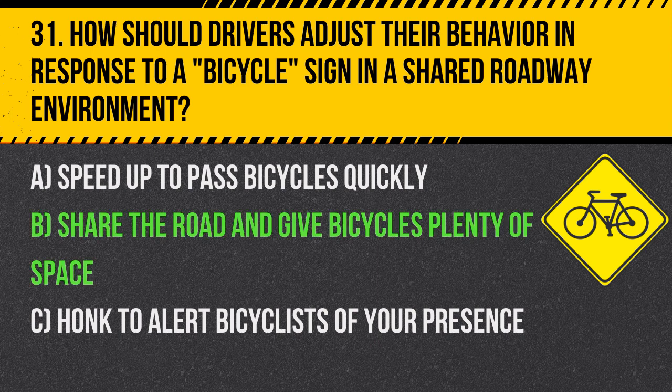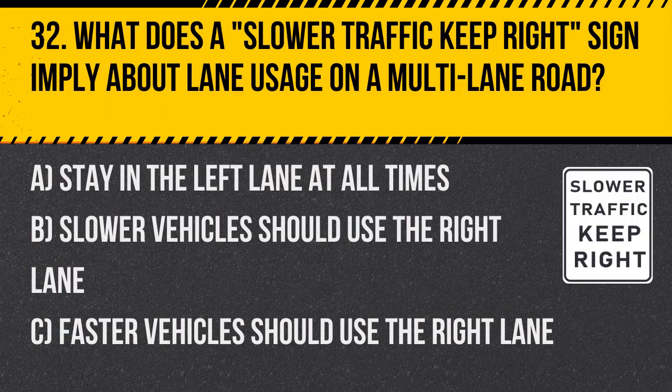Answer. B. Share the road and give bicycles plenty of space. Respecting bicyclists' space ensures safety for all road users. Question 32. What does a slower traffic keep right sign imply about lane usage on a multi-lane road?